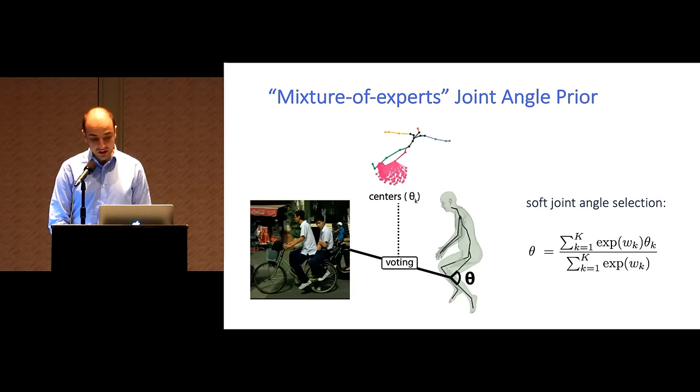So for each body joint, we constrain the regressed angle to be a weighted combination of representative pose expert angle values. Our angle regression layer outputs a softmax weighted combination of the resulting cluster centers from a k-means operation. This is completely differentiable and ensures that the regressed angle remains in the convex hull of the angle experts.